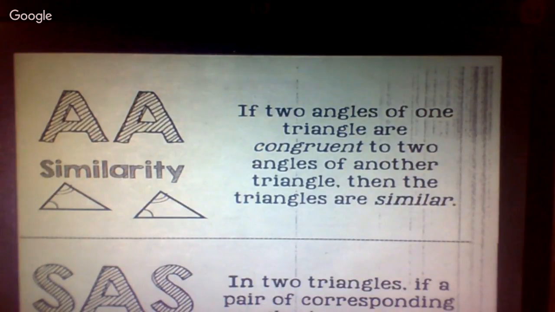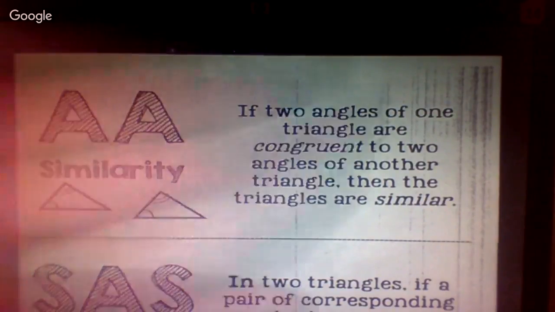So what that means is I can have a figure that's itty bitty like this, and this can be a 30, 60, 90 triangle. I can then blow this up and make it a big one, and it is still a 30, 60, 90 triangle. And these are still similar figures. So similar figures still have all of the same angle measures.